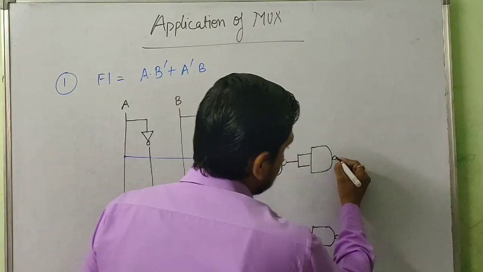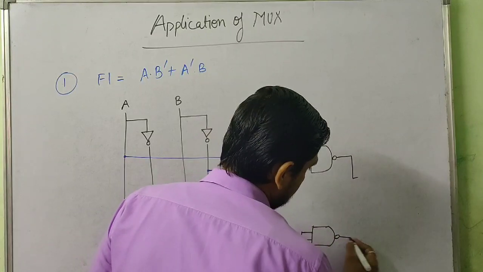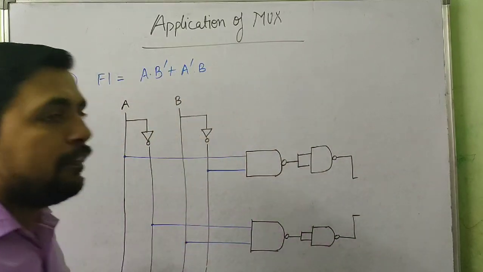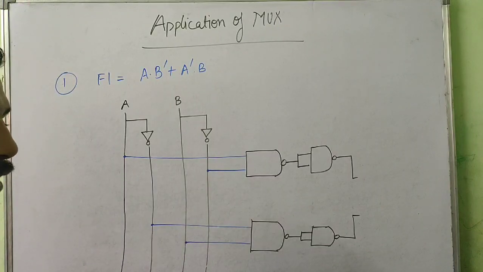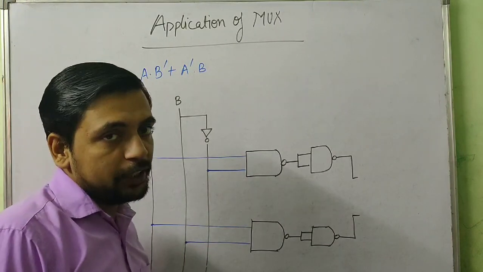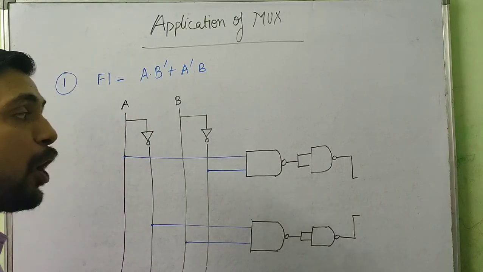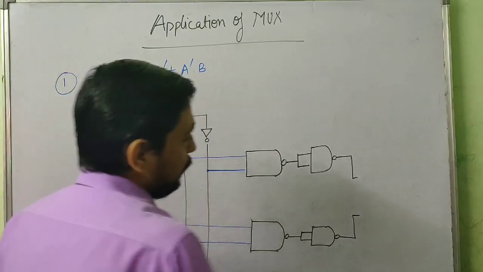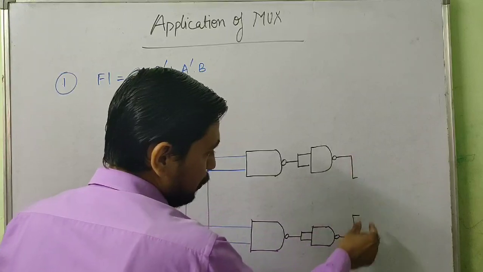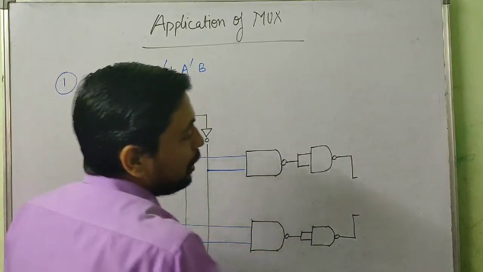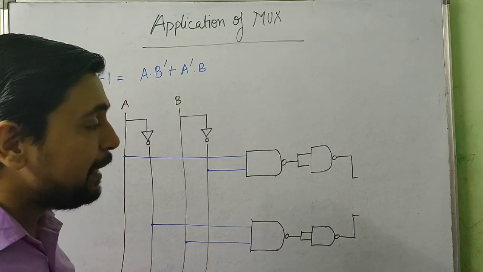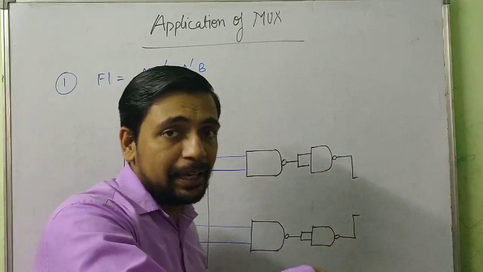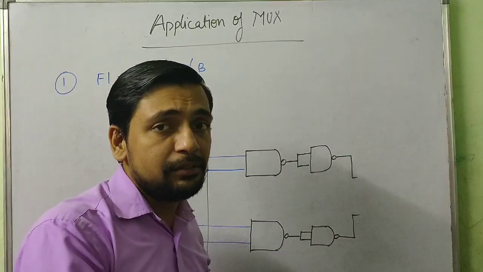So the result of this should be ORed together. Okay, the result of this should be ORed together. You know how to perform the OR operation. You have these two inputs. So you have to complement this input and this input, right? And that will be, actually, one more NAND will be used there.